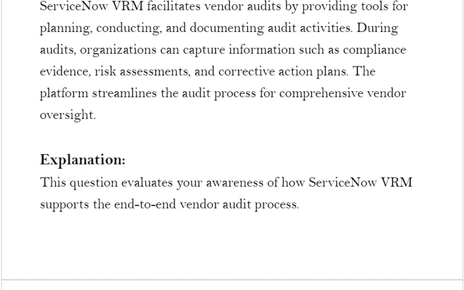Explanation: this question evaluates your awareness of how ServiceNow VRM supports the end-to-end vendor audit process.